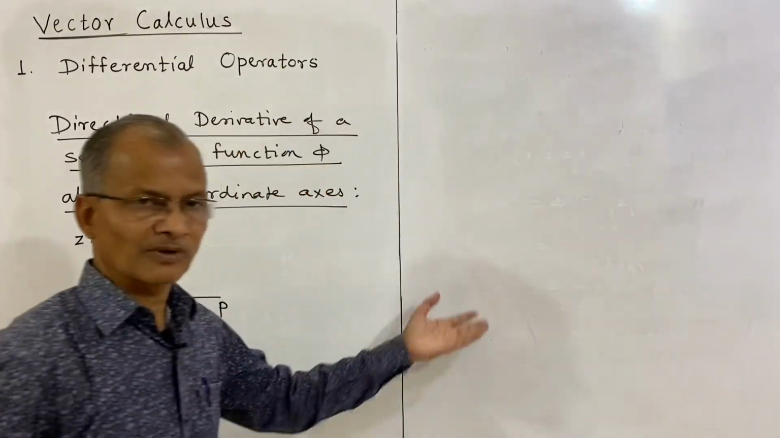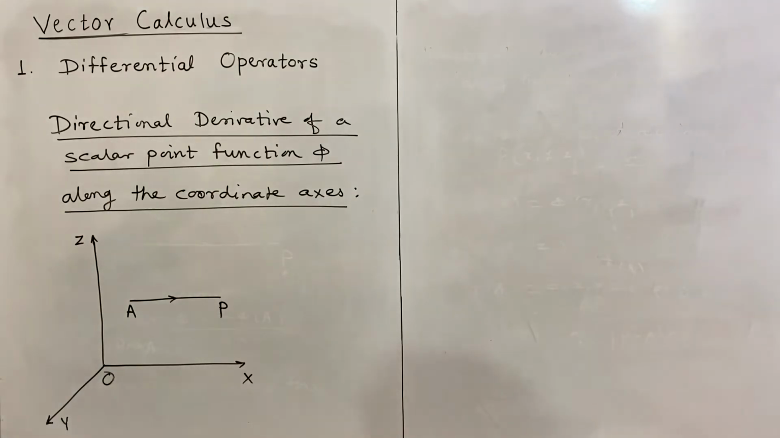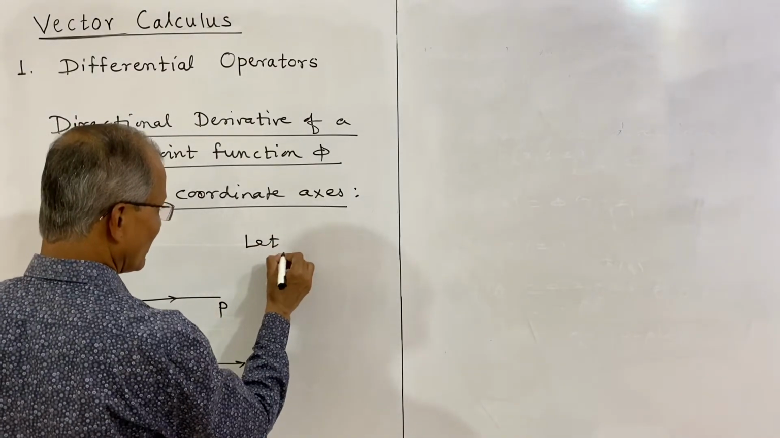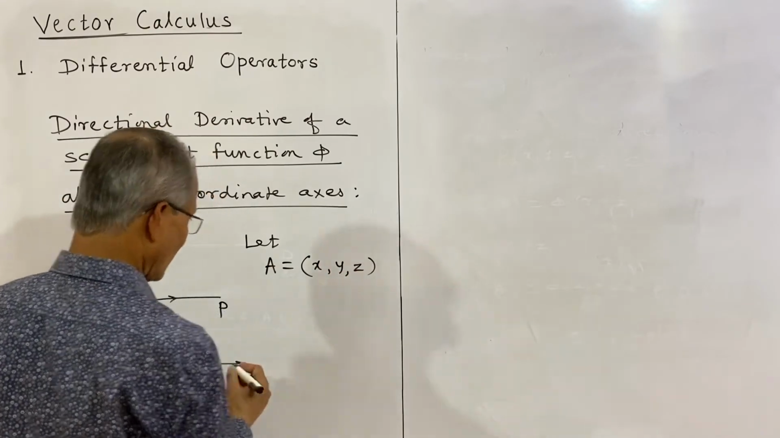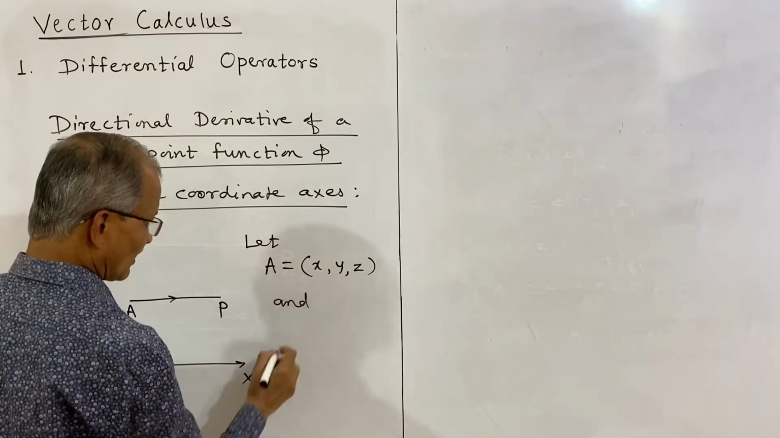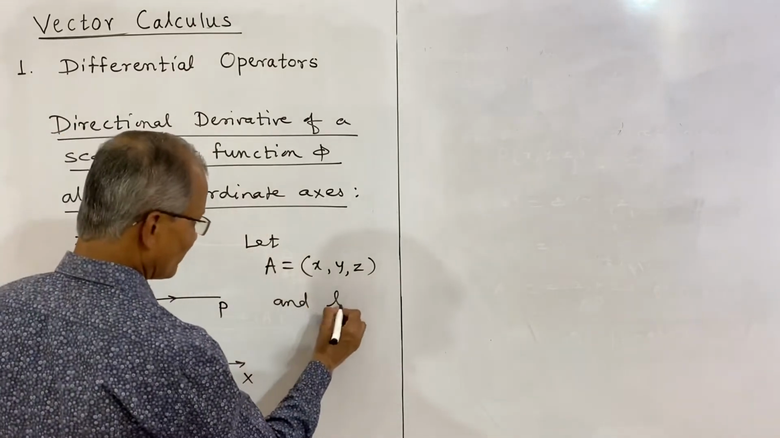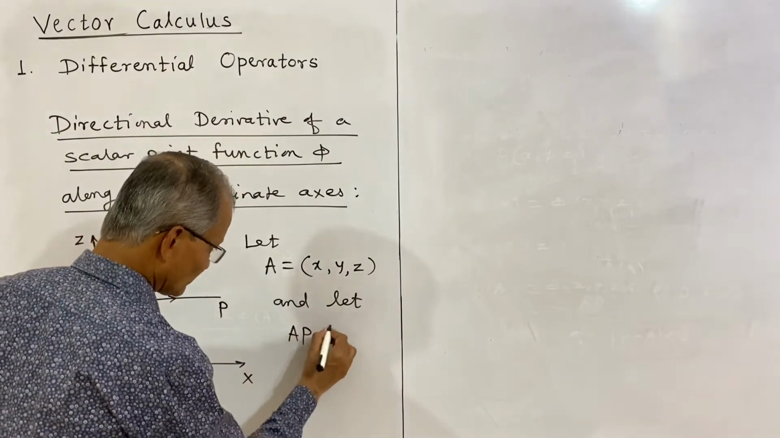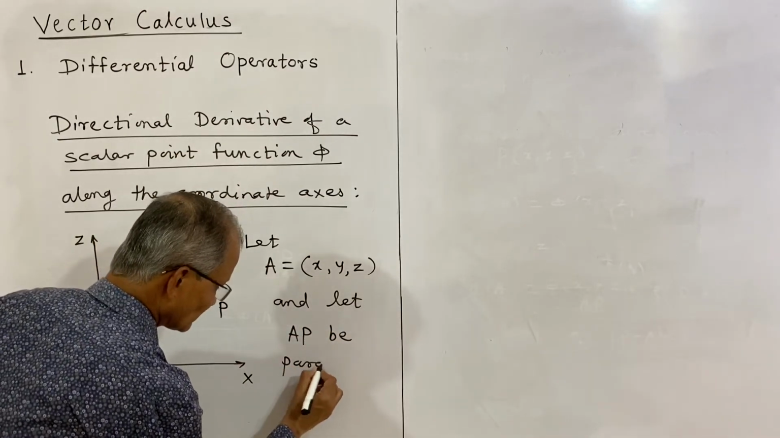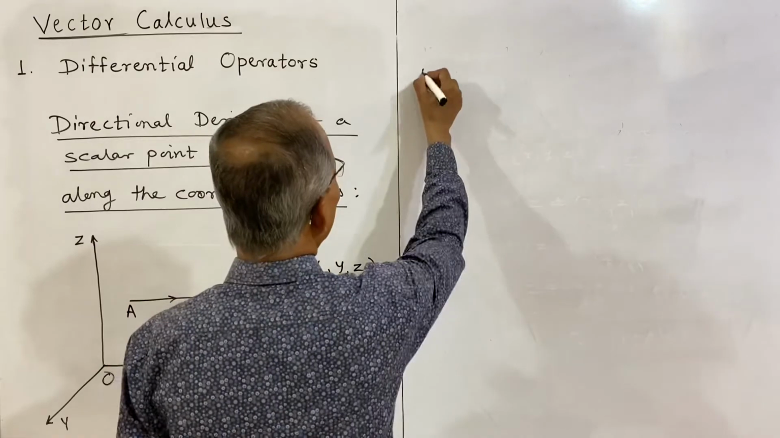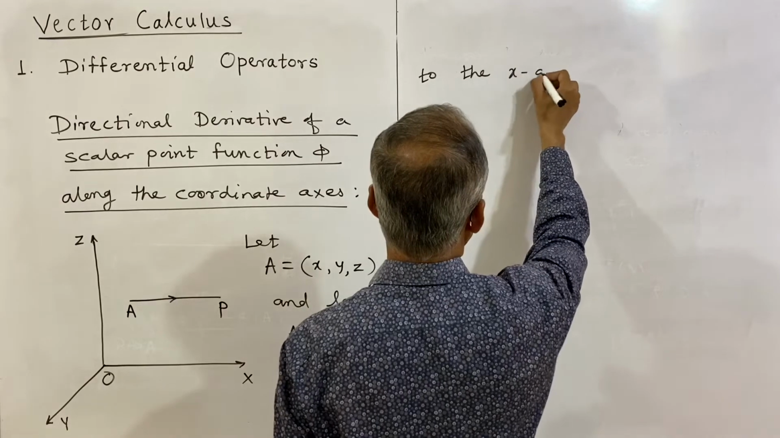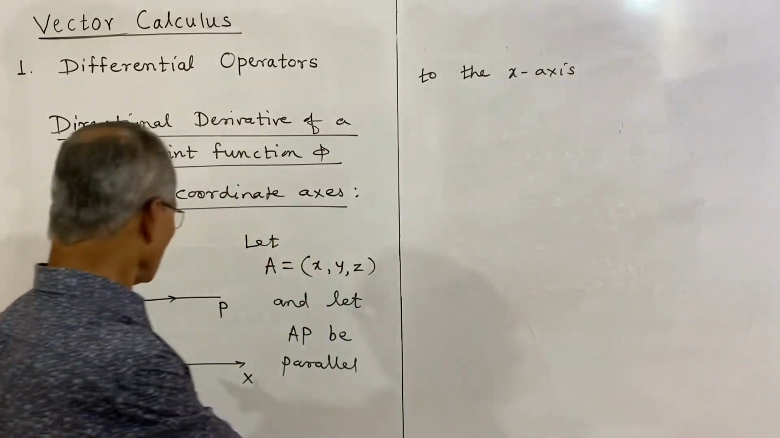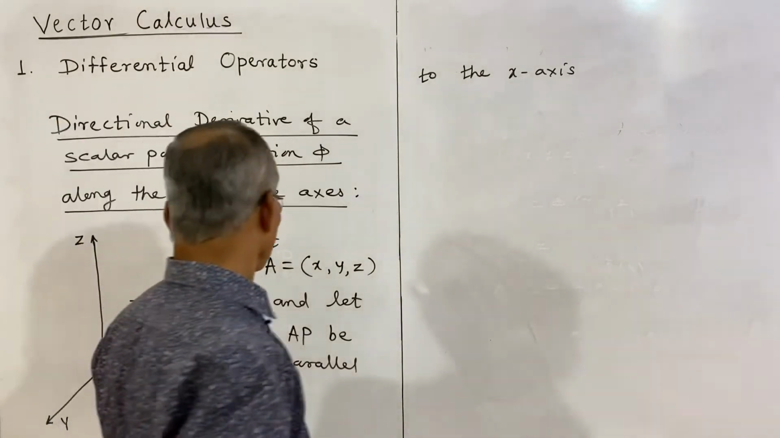Similarly, the vector point function at a particular point having coordinates x, y, z. Now here also let A be the point, let the coordinates of A be x, y, z, and now let AP be parallel to the positive x axis, in the direction A to P. Let P be a point on this line.